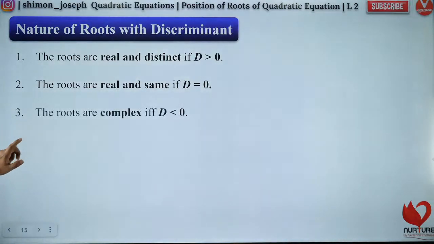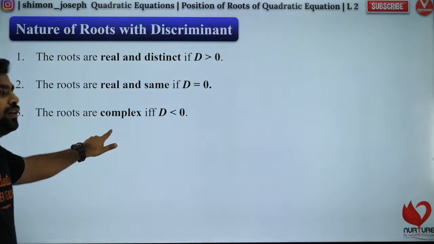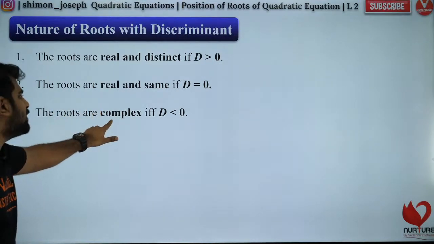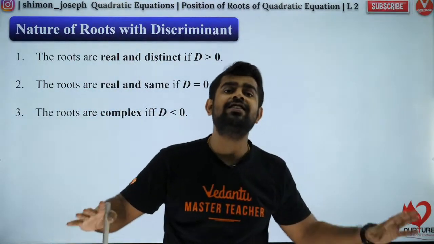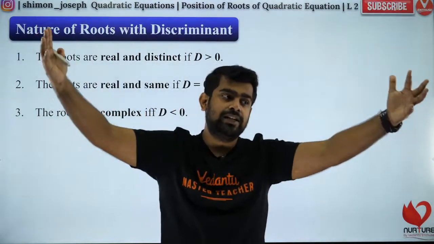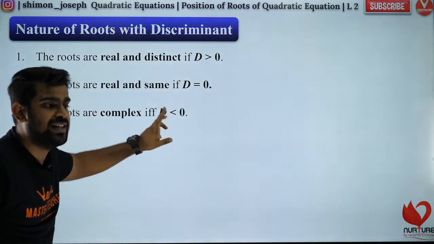The third one is the roots are complex or imaginary. Complex means whatever is not real. That means imaginary. So if you have imaginary roots, then your discriminant will be less than 0.